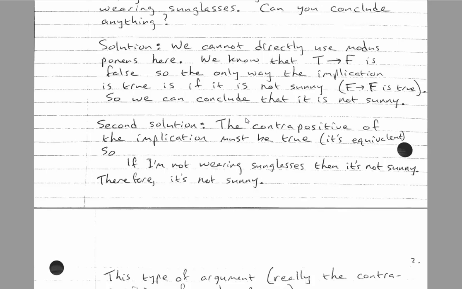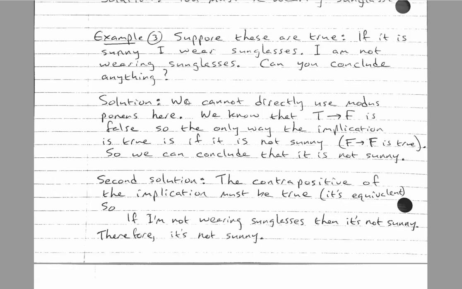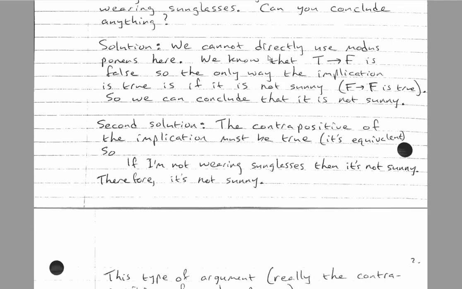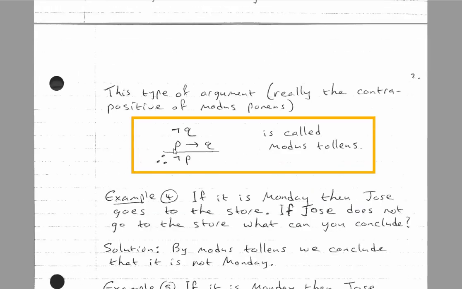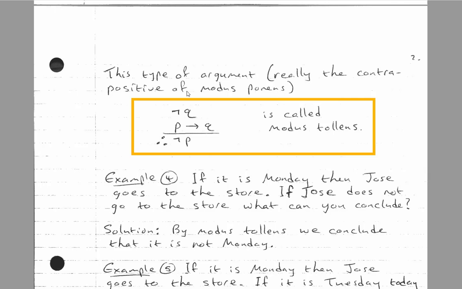Okay, yeah, so here in example 3, P is it's sunny, Q is I wear sunglasses. If it's sunny, then I wear sunglasses. If I'm not wearing sunglasses, then it's not sunny. Yeah, so this is like a contrapositive version of modus ponens.